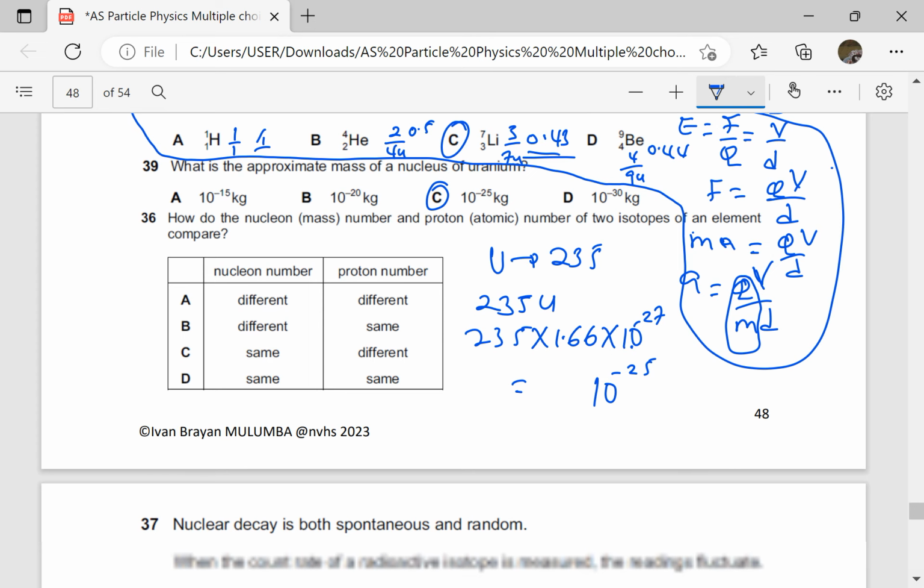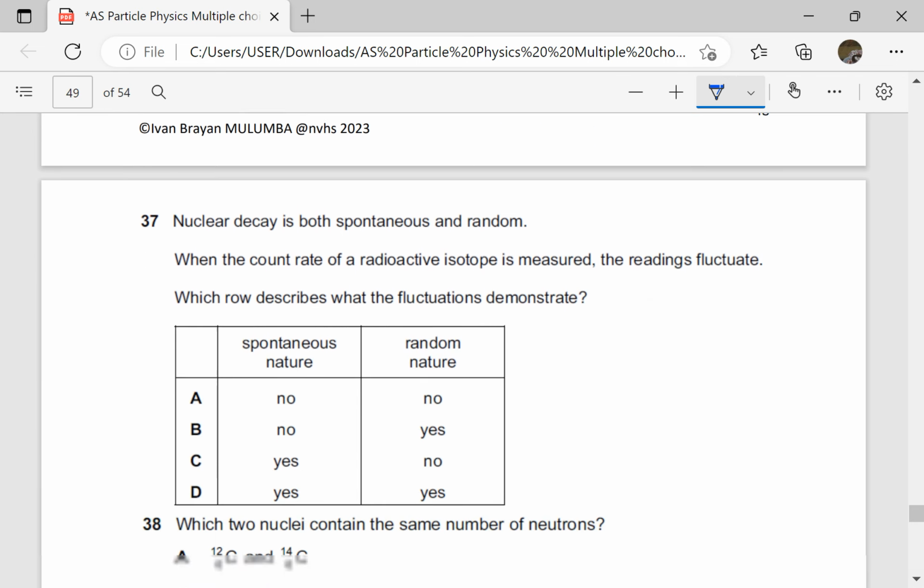How do the nucleon number and proton number of two isotopes of an element compare? Proton number must be the same. So we ignore these two. Then nucleon number: it cannot be the same, so they must be different. So the answer is B.